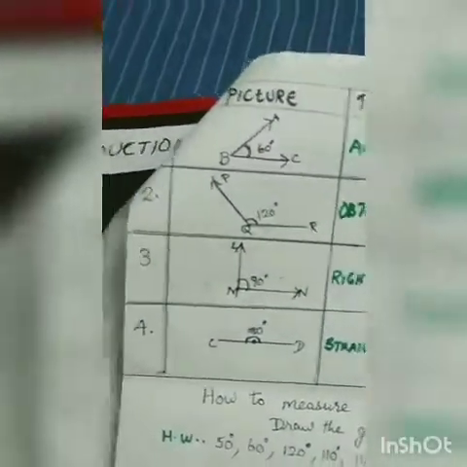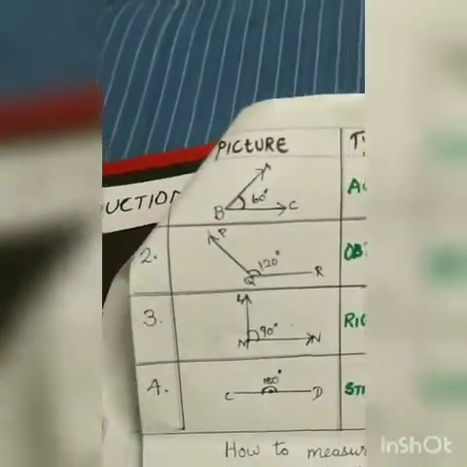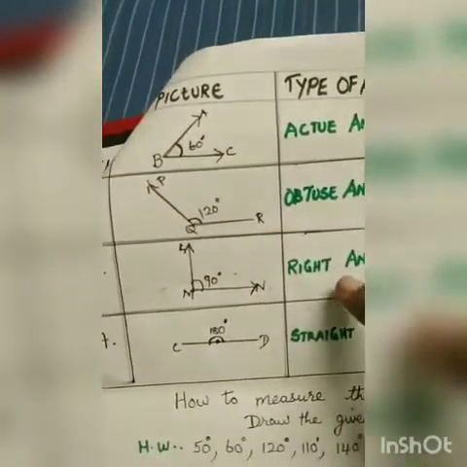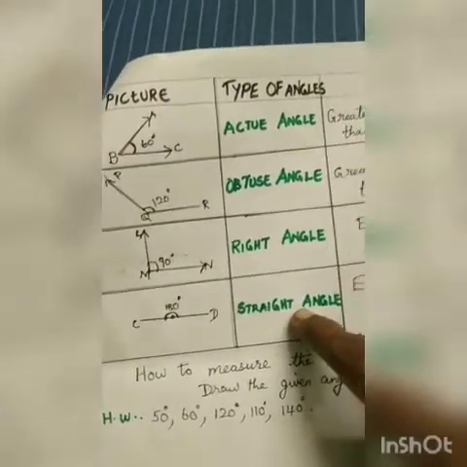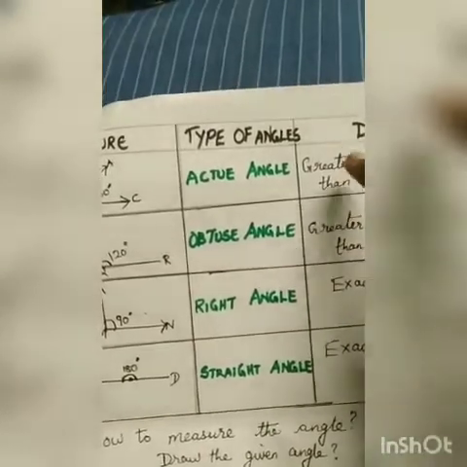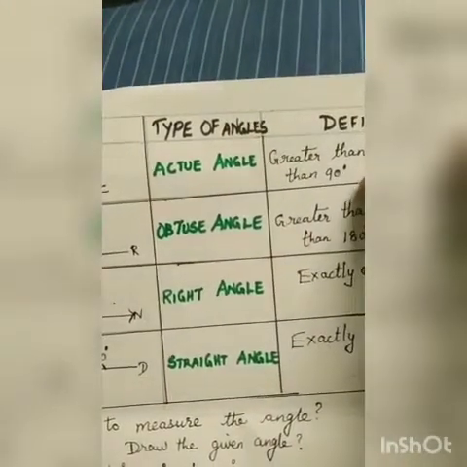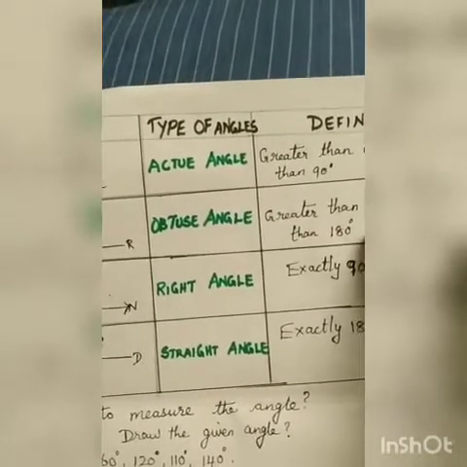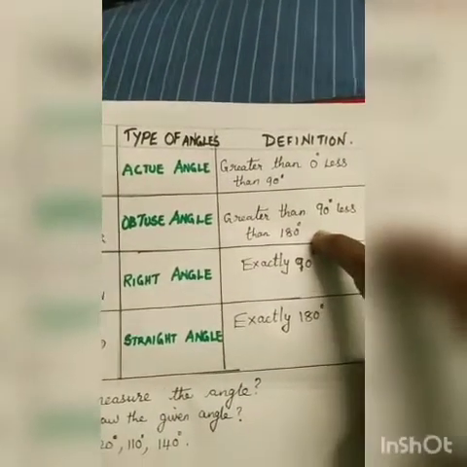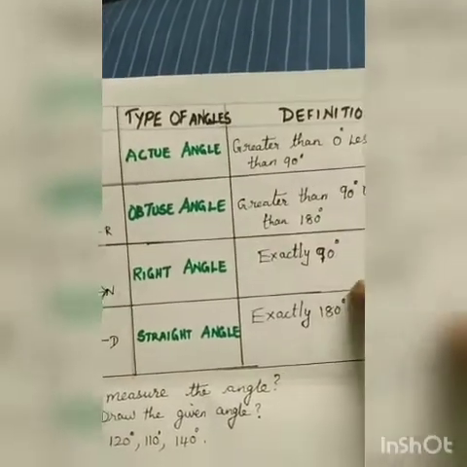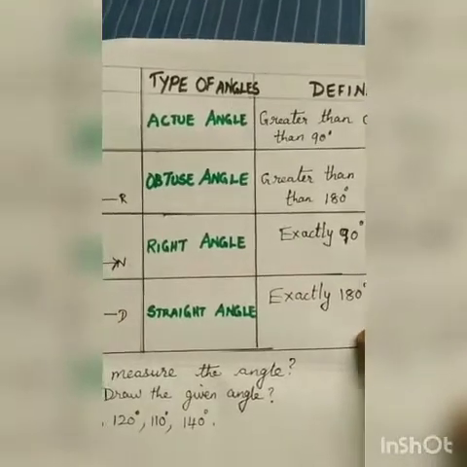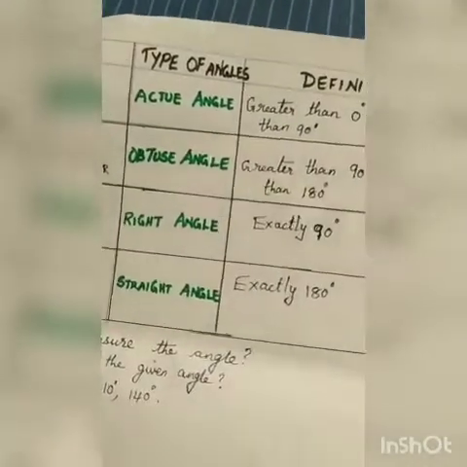Now we will move on to the types of angles. How are the types of angles formed? The first is acute angle, then obtuse angle, right angle, straight angle. The obtuse angle is greater than 90 degrees. I will tell you what 90 degrees is. Then 180 degrees is a straight angle. Exactly 90 degrees is a right angle.